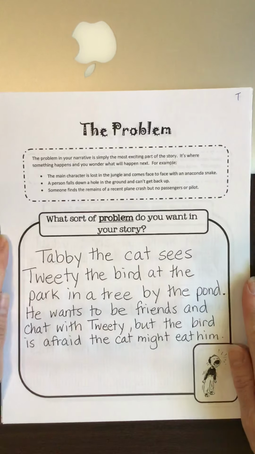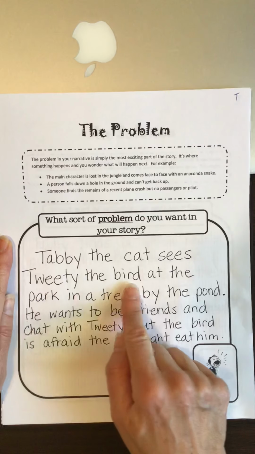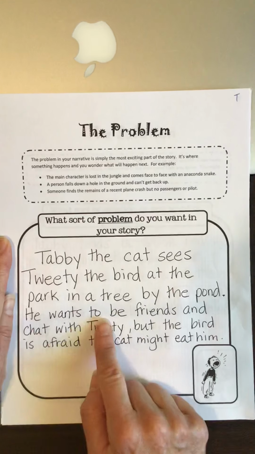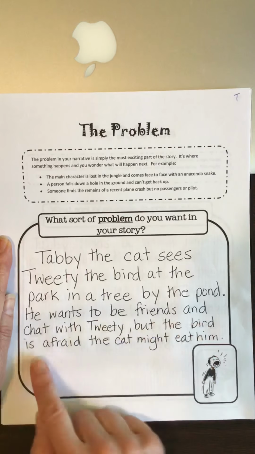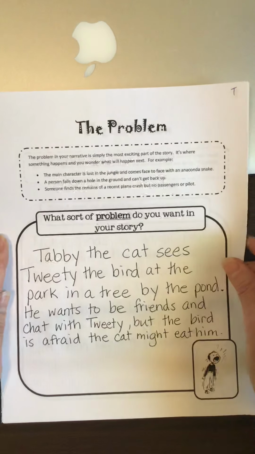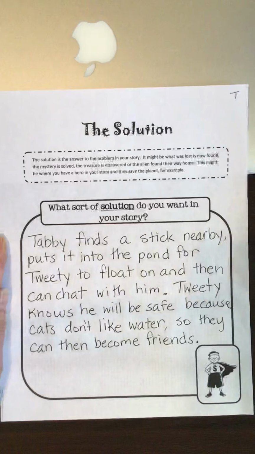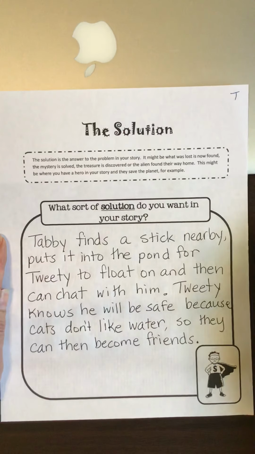So the problem in this story is Tabby the cat sees Tweety the bird at the park in a tree by the pond. He wants to be friends and chat with Tweety, but the bird is afraid the cat might eat him. So that's the problem in our story. Now, the way that they solved this problem is the solution. So the solution is the answer to the problem in your story.